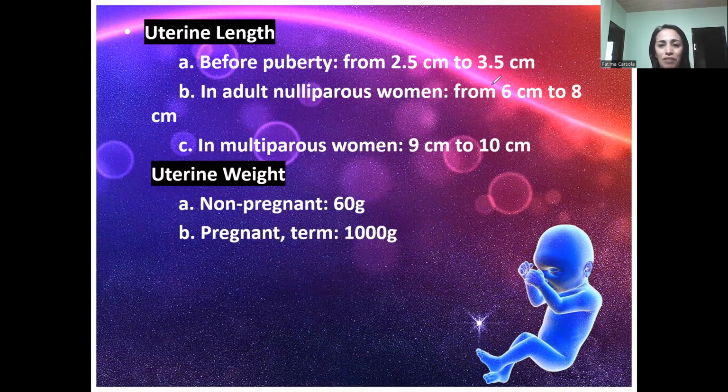Before puberty the length is 2.5 to 3.5 cm; in an adult nulliparous woman it is from 6 cm to 8 cm. And in a multiparous woman, it's 9 centimeters to 10 centimeters. But the uterine weight in the book of Pillitteri was 50 grams up to 1,010 grams. But in the new book of Dr. RPS, the non-pregnant uterus now weighs 60 grams from that of the 50 grams. And for the pregnant uterus until term, it should be until 1,000 grams. But in the book of Pillitteri, it is 50 grams for non-pregnant. And for pregnant, it is 1,010 grams. But the most updated one is this one, okay?